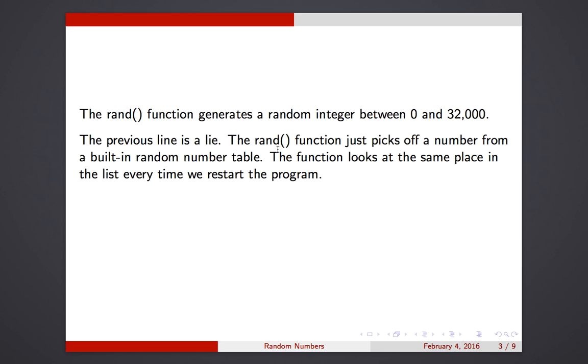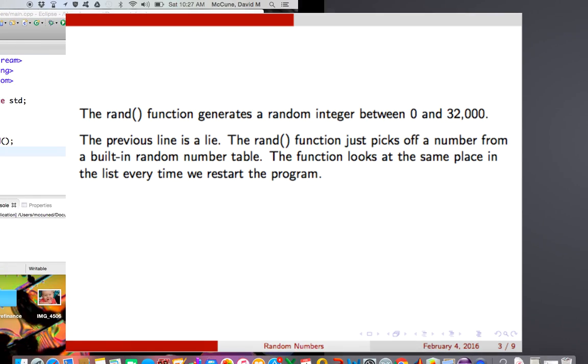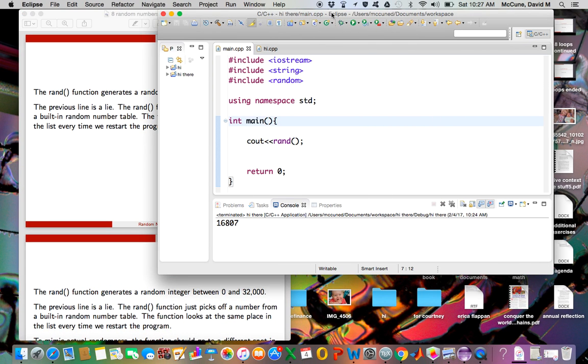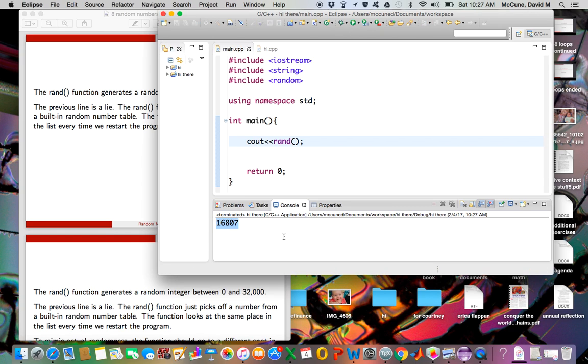In particular, this function just goes to the same place inside that table every time you restart the program. Just to give you a taste for how this goes, sorry, I should have said you need the cstdlib header file if you want to do this, so include that there. Anyway, I can ask the computer to print what it thinks rand is. It's going to print to the screen a random number between 0 and 32,000. And there it is, 16,807.